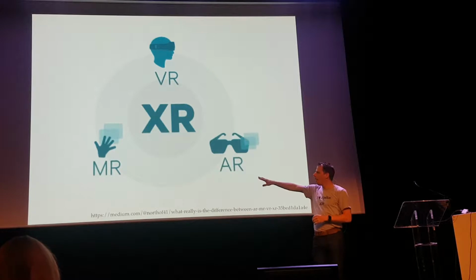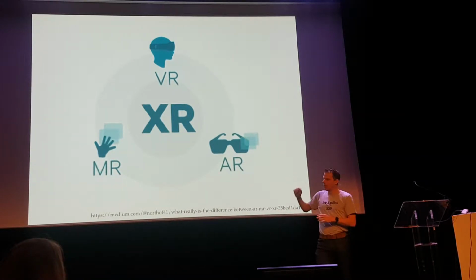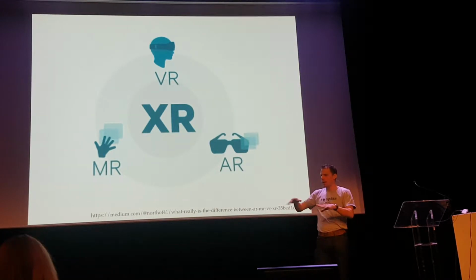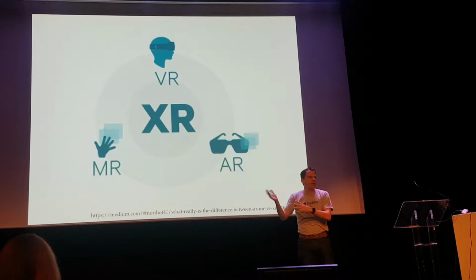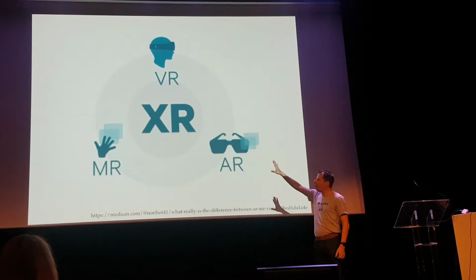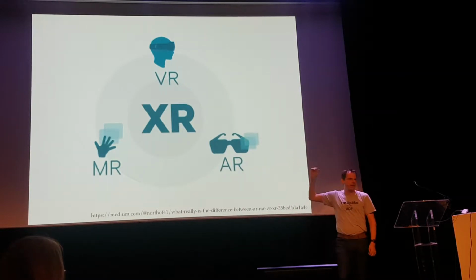Then you have MR, mixed reality. This is where it's a bit of a combination, but you also do interaction. So you're in the real world, you have some computer-generated image there, and you can interact with it. And then everything together they call extended reality, so XR.